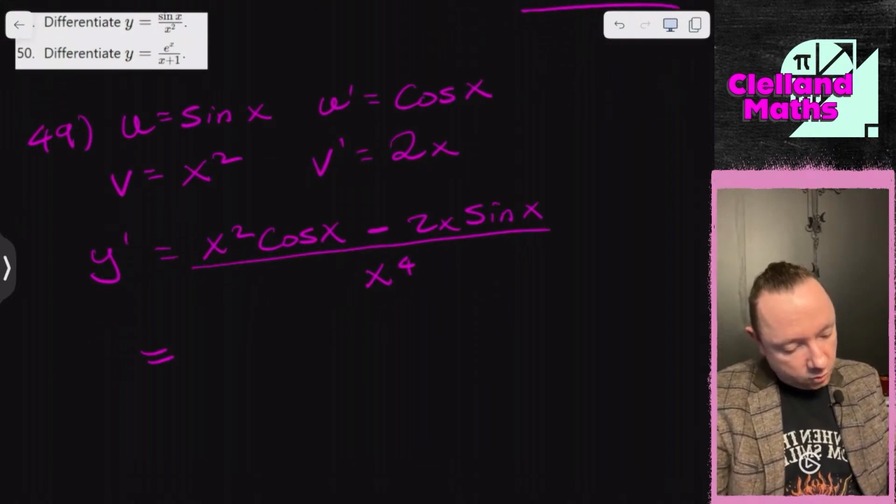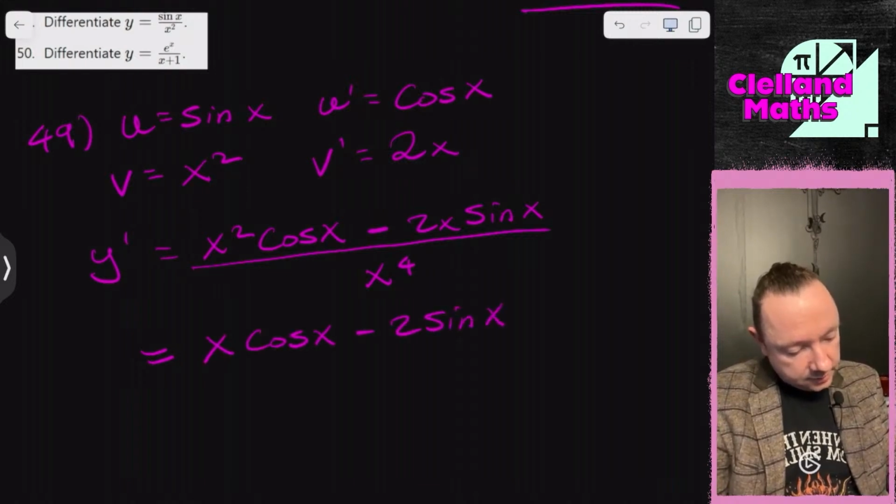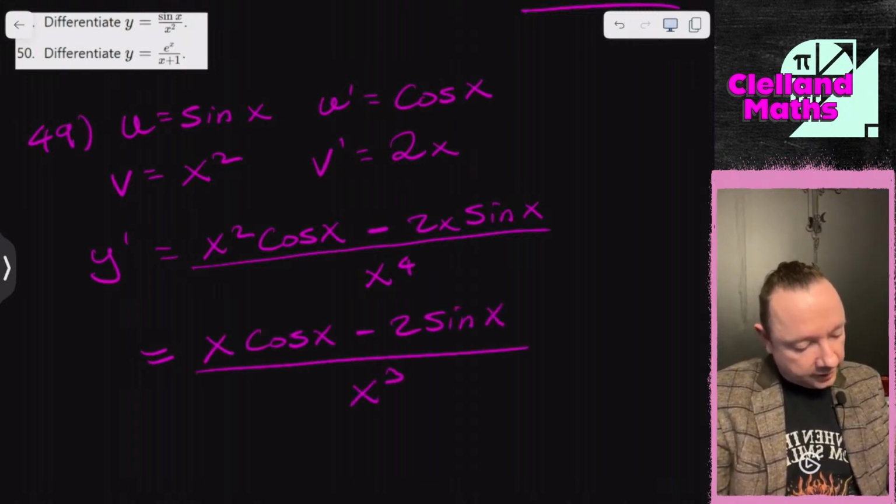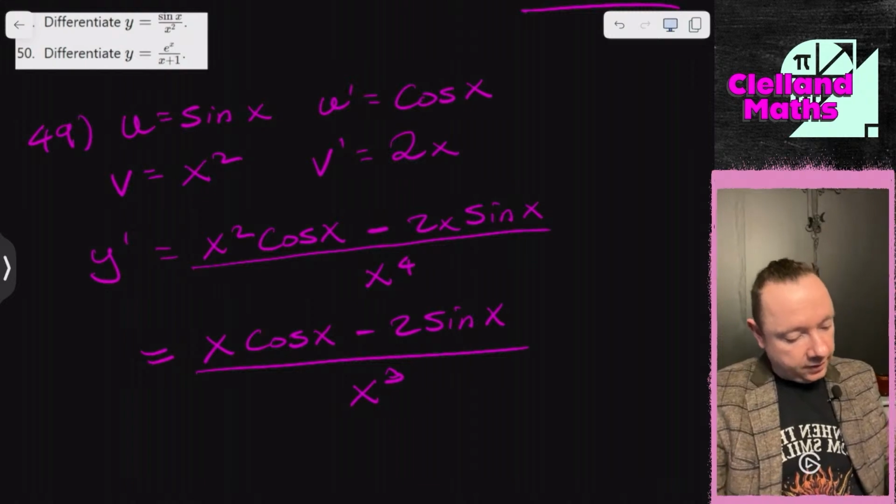X is a common factor, of course, so I can take x out. X cos x minus 2 sin x all over x cubed. I've just divided everything by x, essentially. I think I'll leave that one there.